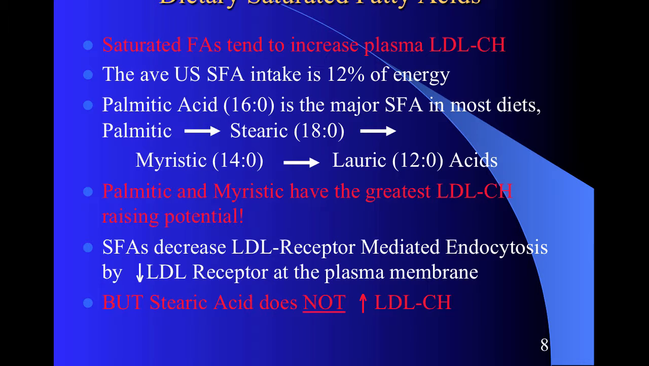Palmitic and myristic fatty acids have the greatest LDL cholesterol raising potential. So the two that tend to be the most problematic are pretty high in our diets if you're eating saturated fat. Now, how does this work? Well, saturated fatty acids decrease LDL receptor mediated endocytosis by decreasing LDL receptors at the plasma membrane. So if they're decreasing LDL receptors on cells, that means more LDL stays in the blood. And that increases the likelihood that that LDL might be modified and then become part of atherosclerosis. Okay? So that's one of the major mechanisms.